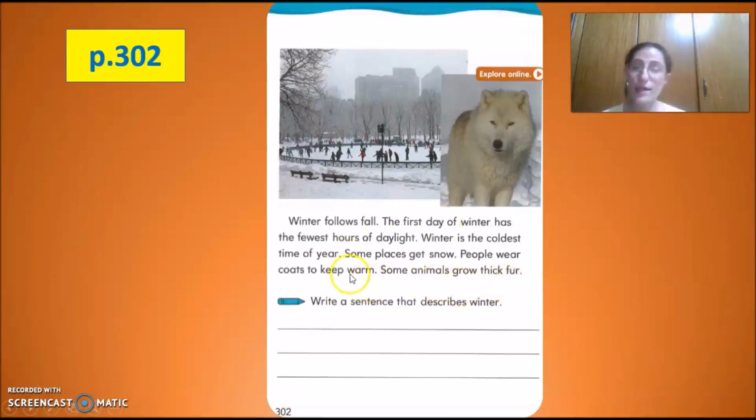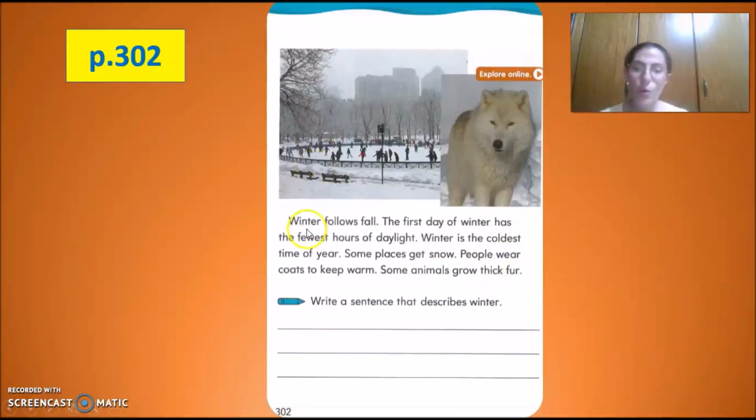So I'm going to reread it. Listen up carefully. Winter follows fall. The first day of winter has the fewest hours of daylight. Winter is the coldest time of year. Some places get snow. People wear coats to keep warm. Some animals grow thick fur. Are we ready? Let's listen up carefully.